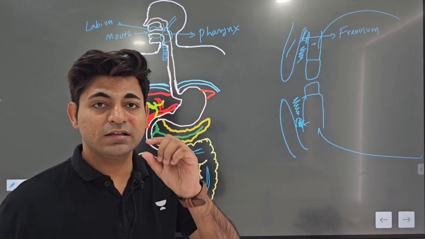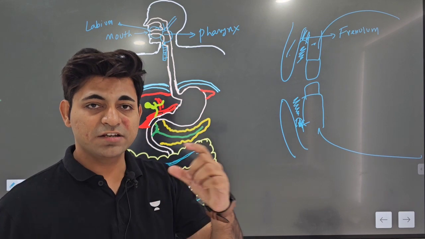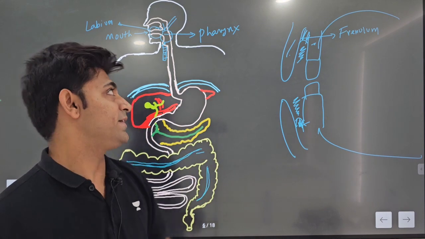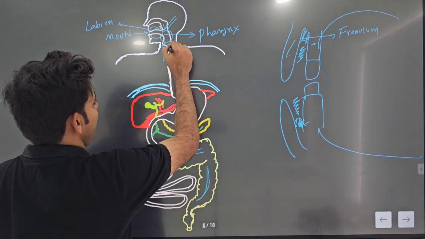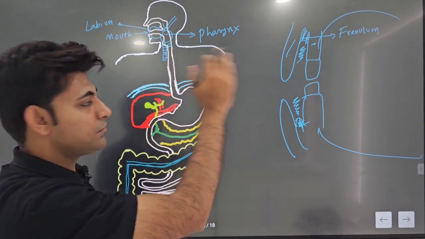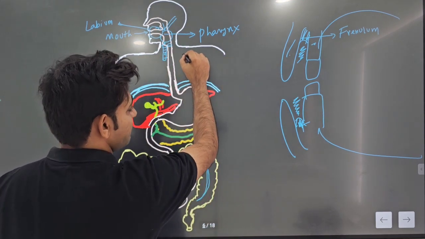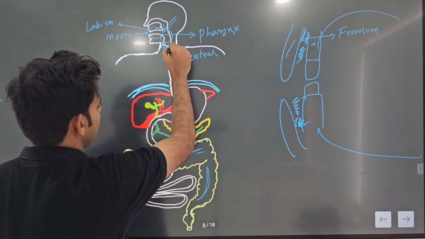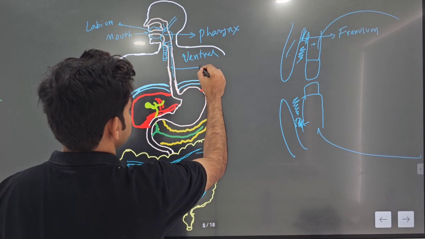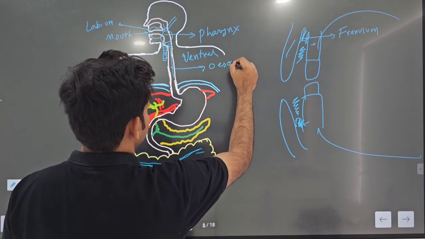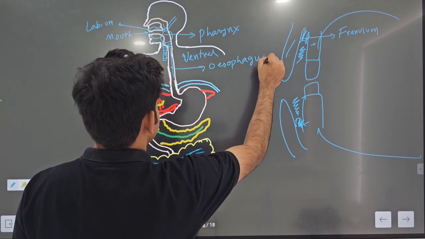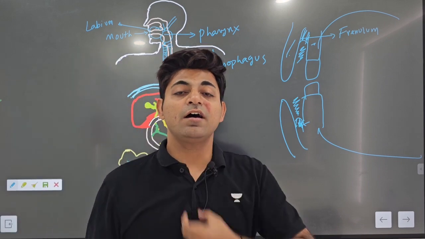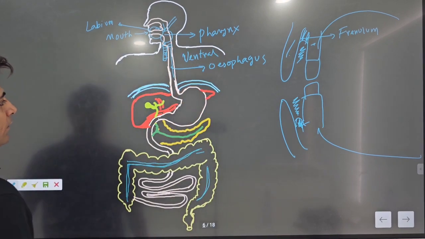through the epiglottis. The initial part of the trachea is called the larynx, and behind the trachea, on the ventral side of our body, there will be our food pipe, or esophagus. And on the dorsal side, the front side, there will be our windpipe.